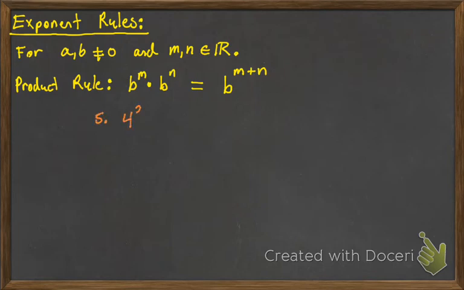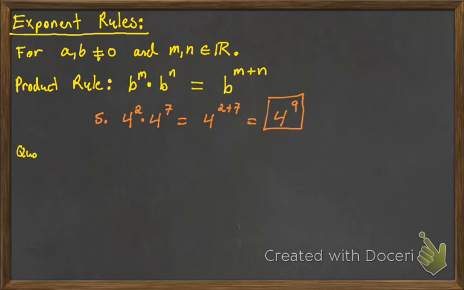Okay, so here's example number 5. 4 squared times 4 to the 7th. We'll go ahead and multiply that, and that'll be 4 to the 2 plus 7, which is 4 to the 9th. Notice I didn't multiply the 4 times 4, so I don't want to do that. I don't want to do the multiplication first before I do the exponent. So using this product rule is ensuring that we do the exponent before we do the multiplication. Now 4 to the 9th is a pretty big number, so we're going to go ahead and leave it there. You can use your calculator to figure it out if you like.